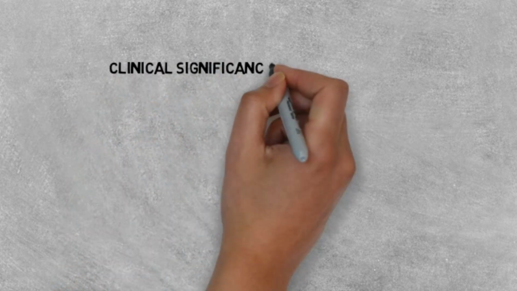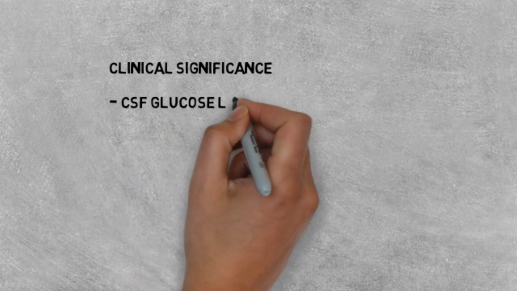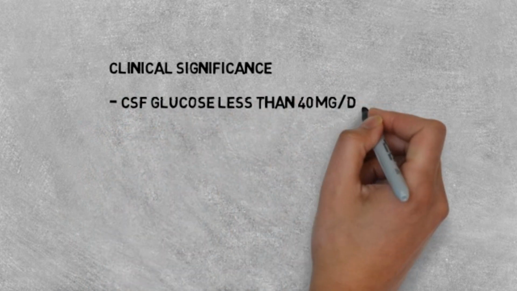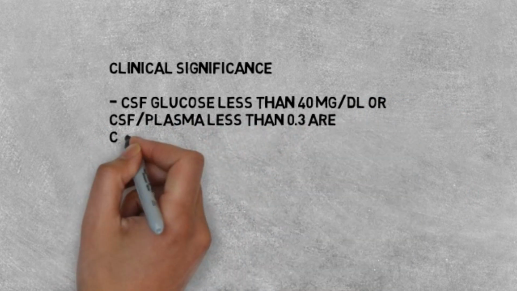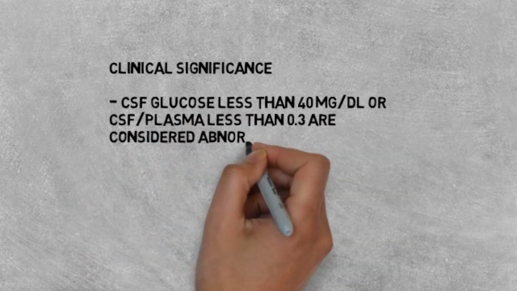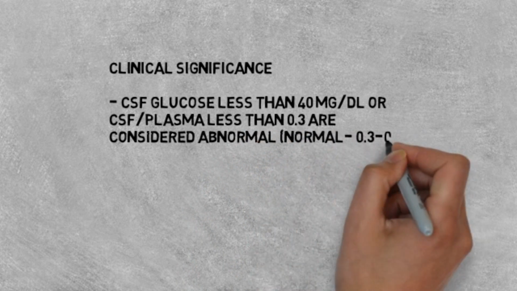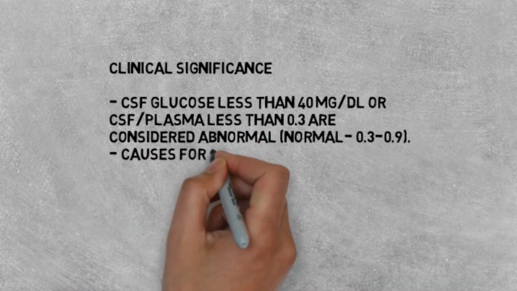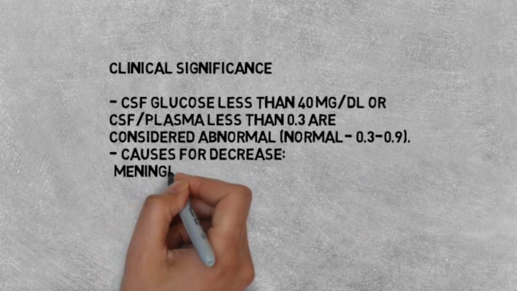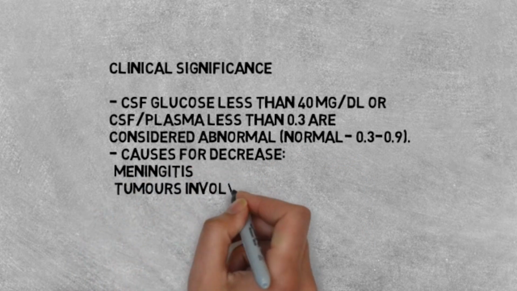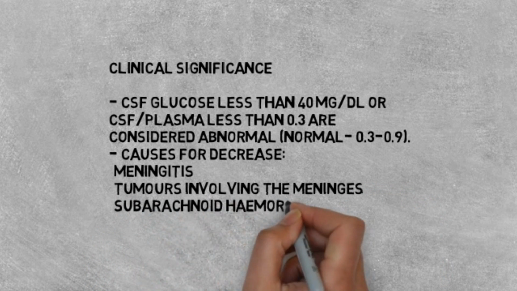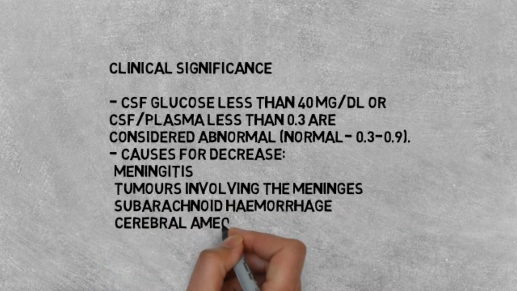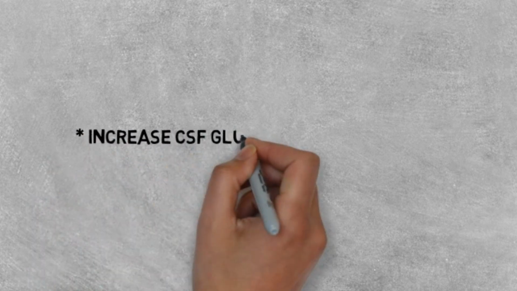Clinical significance. CSF glucose less than 40 mg per dl or CSF by plasma less than 0.3 are considered abnormal. Normal to be 0.3 to 0.9. Causes for decrease: meningitis, tumors involving the meninges, subarachnoid hemorrhage, cerebral amoebiasis. Increased CSF glucose is of no clinical importance.